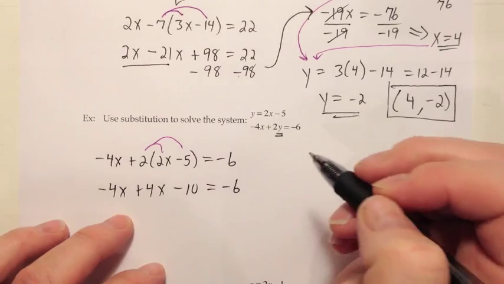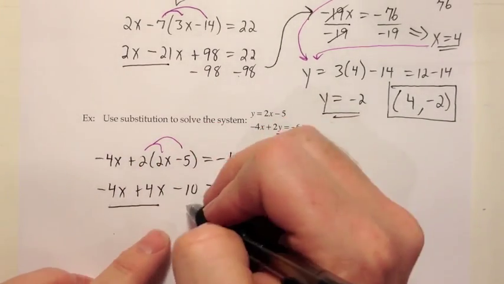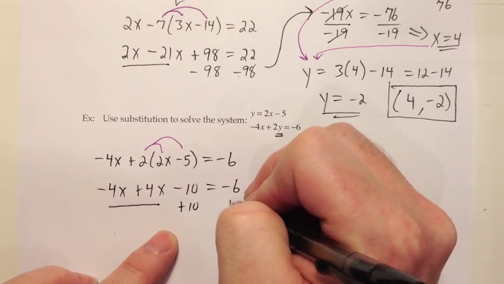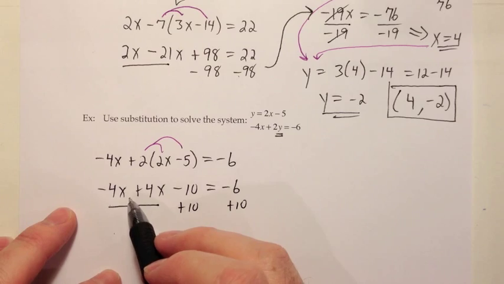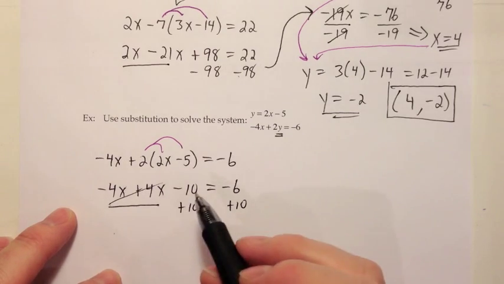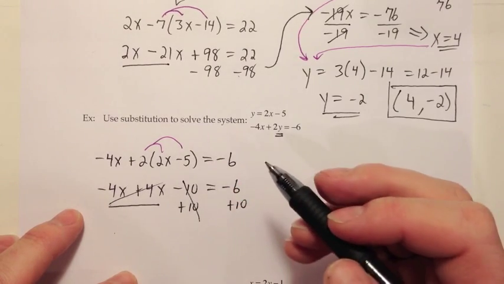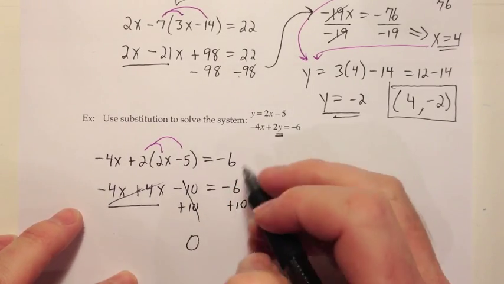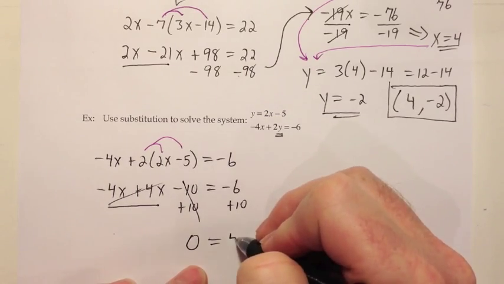negative 6. And if I just followed the same pattern as before, I would want to combine these two, and at the same time move this 10 over to the other side. But when I go to combine these two, something kind of surprising happens. These two cancel each other out. So I just get a 0 there. These cancel each other out, so I get a 0 there. So the left side is just 0. And on the other side, I have negative 6 plus 10, which is 4.